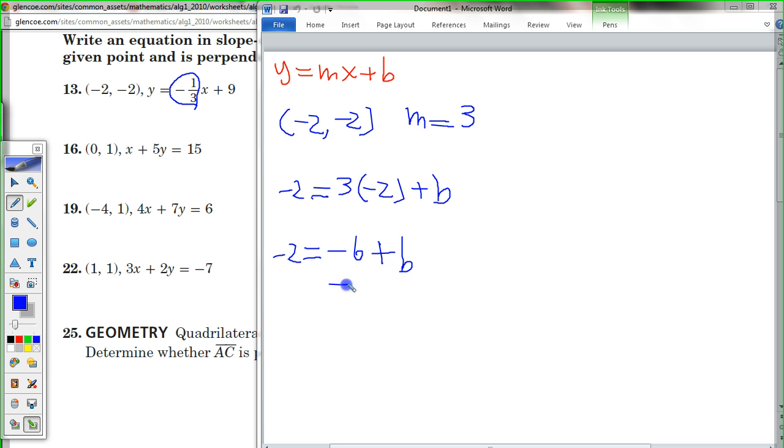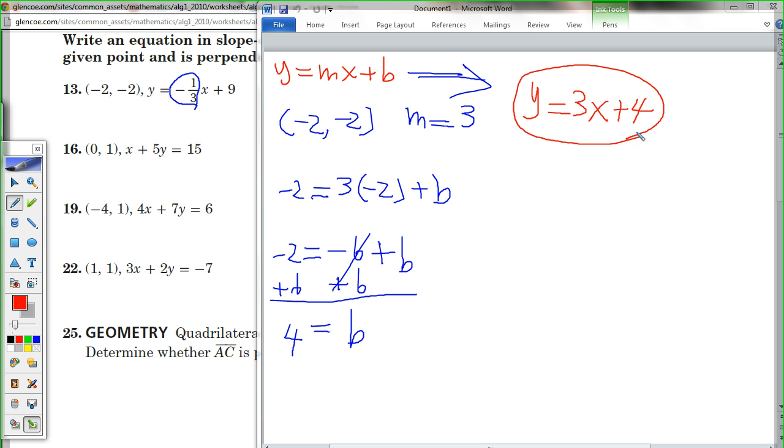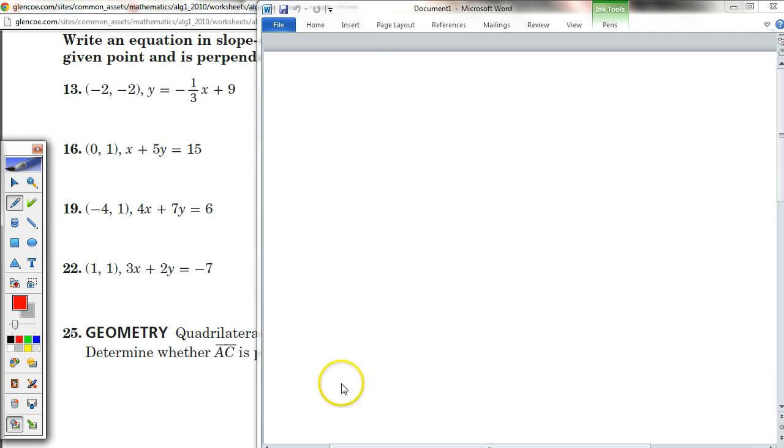You're going to add 6 to each side to get rid of that negative 6. And you have b equals 4. Okay? Rewrite this, and your answer is y equals, your slope is 3, and your y-intercept is 4, so plus 4. And there is your answer. Okay? Alright, so go ahead and try those on your own. And that was the practice part of section 4 of chapter 4.